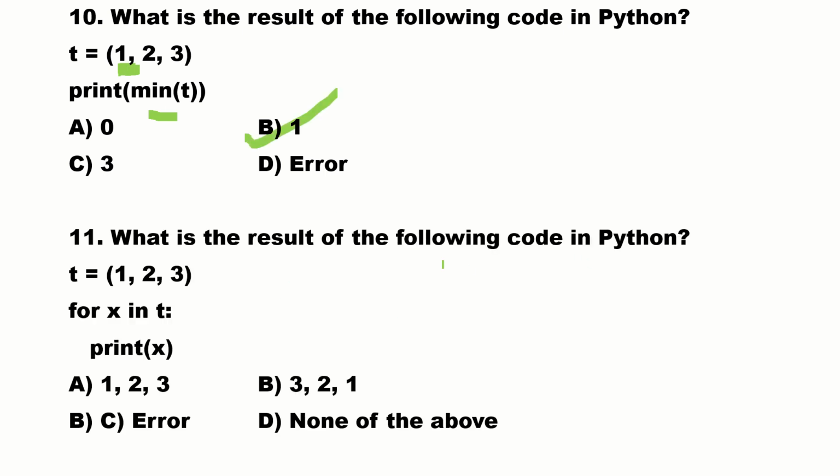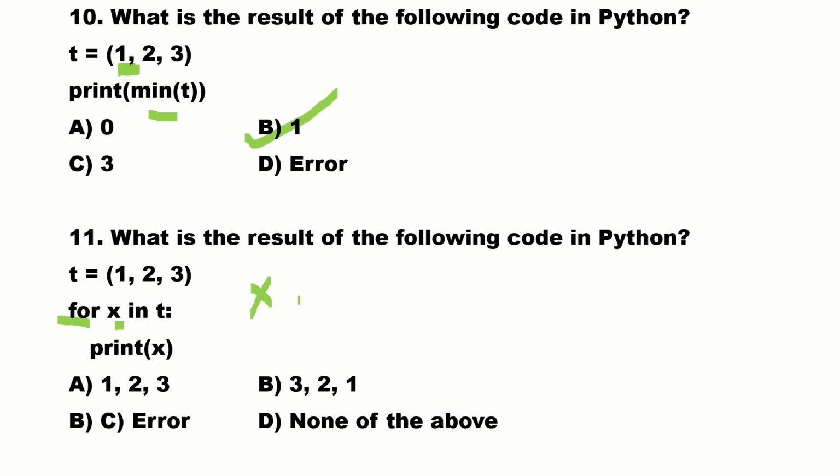What is the result of the following code in Python? Here a tuple is given, for x in t: print(x). What is the use of this for loop? A for loop can be used to iterate over the elements of a tuple. Here the loop variable is x. That will be assigned the tuple elements. Which are the tuple elements? 1, 2, 3, one at a time.